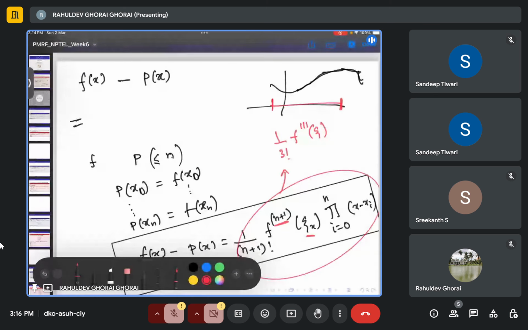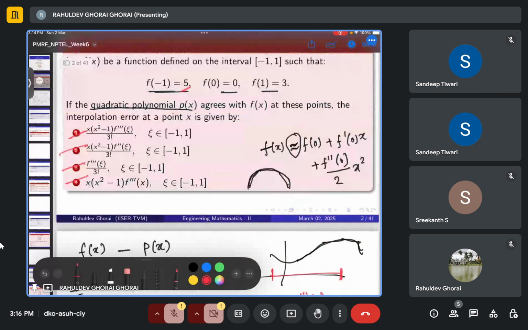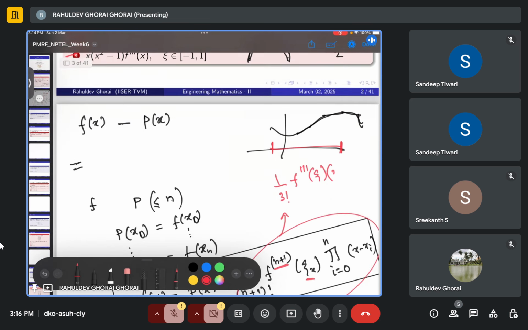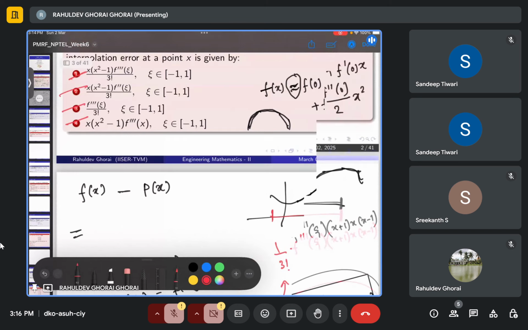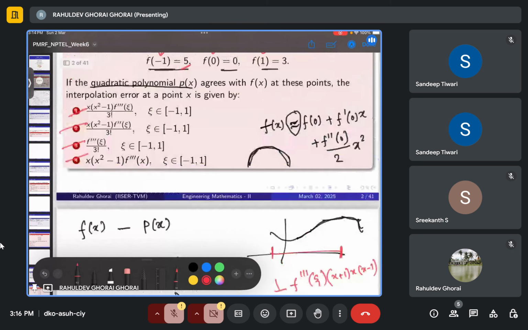So in our case, how many points are there? 3. These are the xi's: minus 1, 0, and 1. So it will be x plus 1, x, and x minus 1. Then what will be your answer? 1 over 3 factorial times x times x squared minus 1.